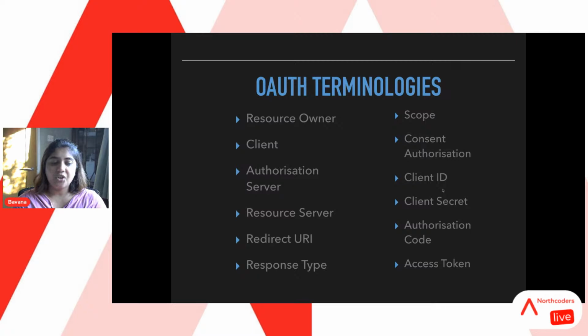Then you have the client ID and client secret. Client secret is a secret. Like, for example, if you have a mailbox, anybody can post things into it, but without a key, you cannot open this mailbox. It's similar to that. And then you have an authorization code, which I will explain in a little bit, and the access token.